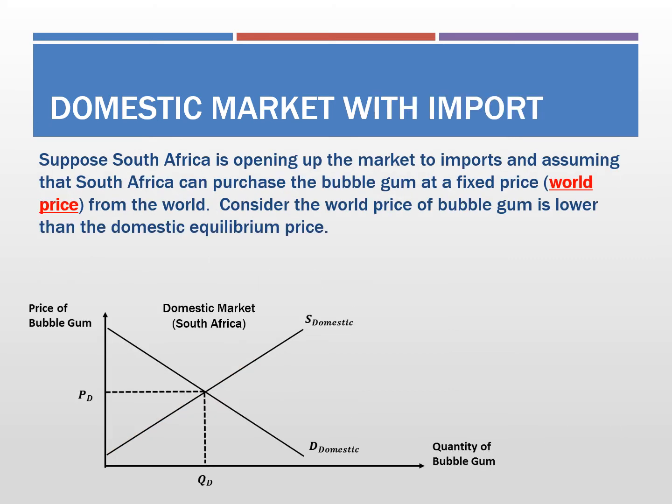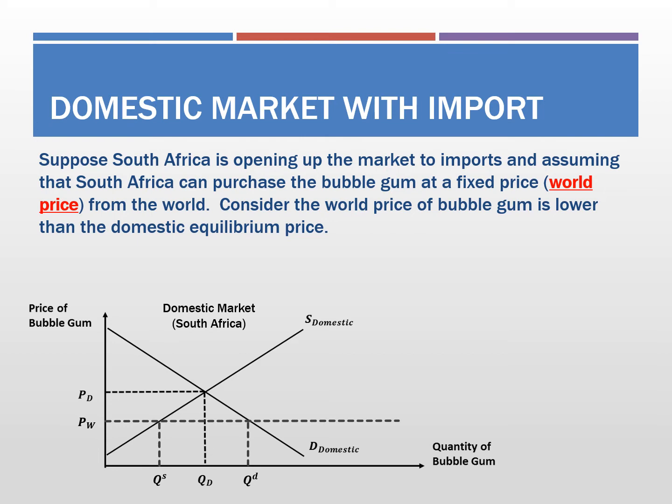Now let's assume that the South African government finally starts opening up the economy and allowing trade with other parts of the world. And this open economy starts realizing, hey, there is a different price of bubblegum in the international markets. So let's say we have the world price of bubblegum, demonstrated by this price, PW, on the graph.